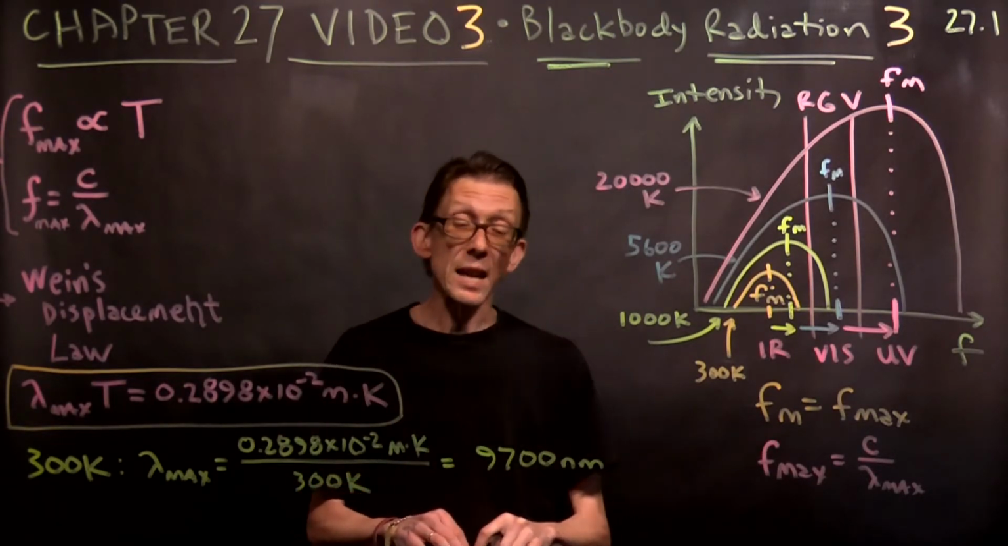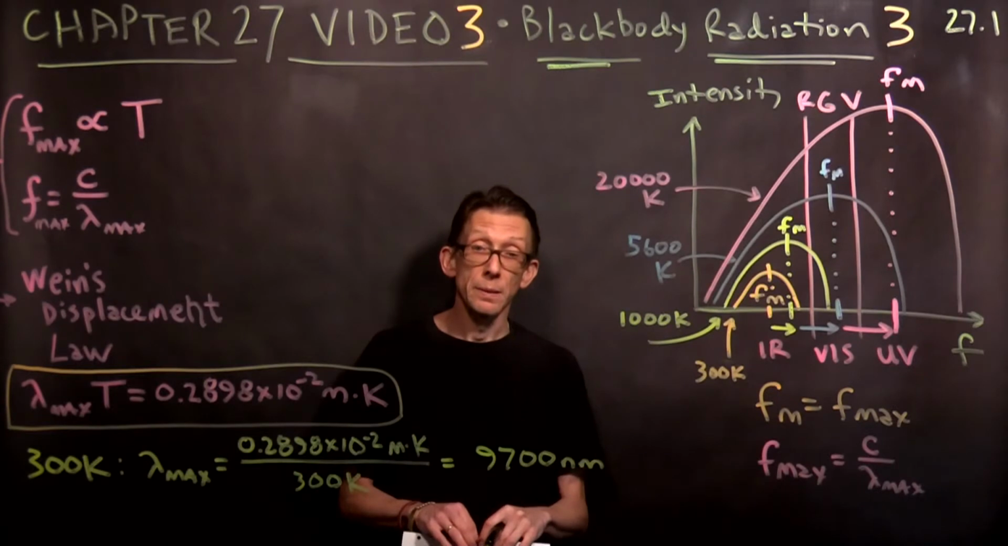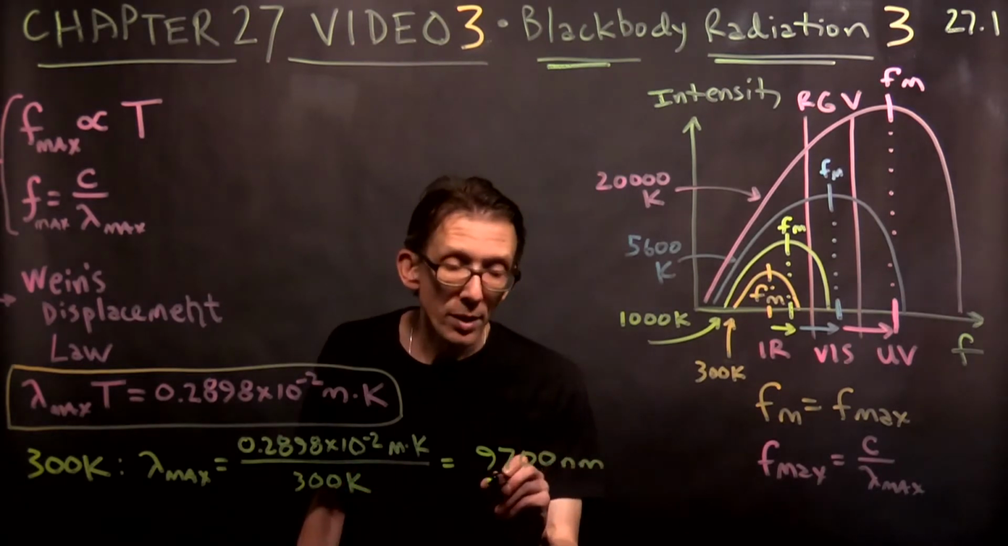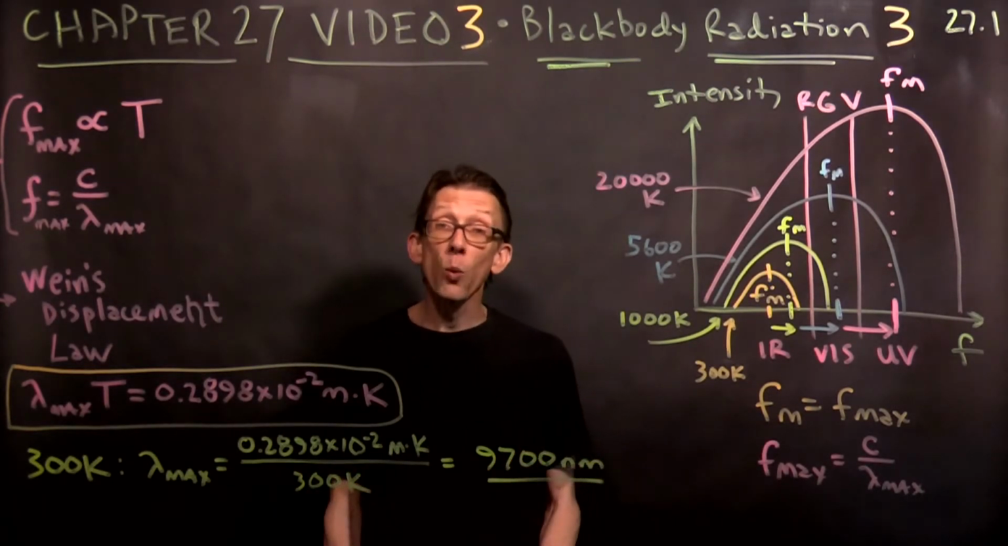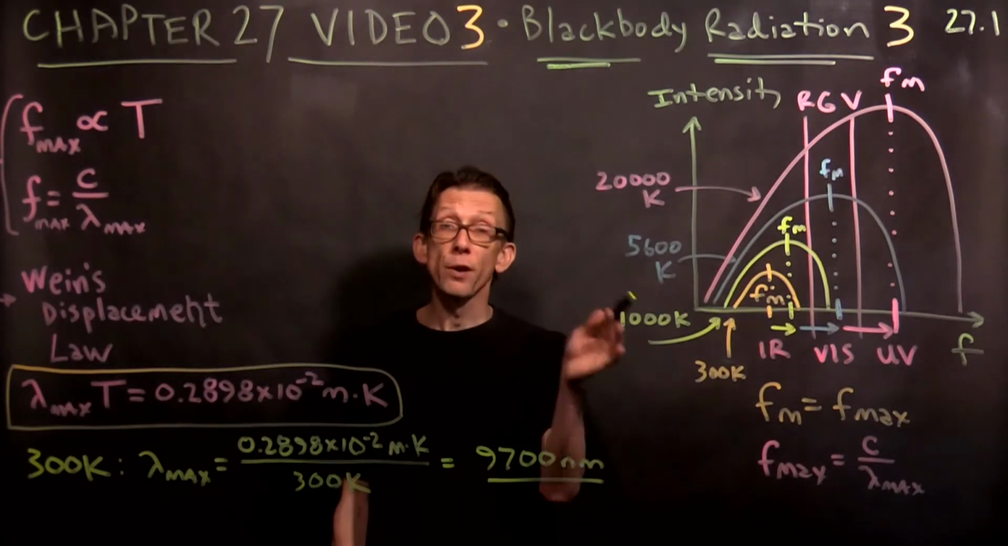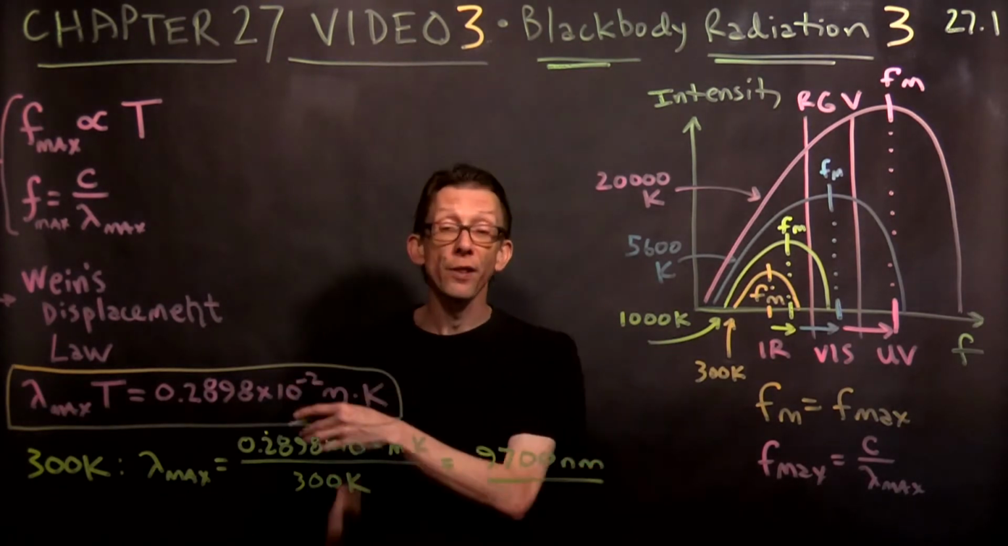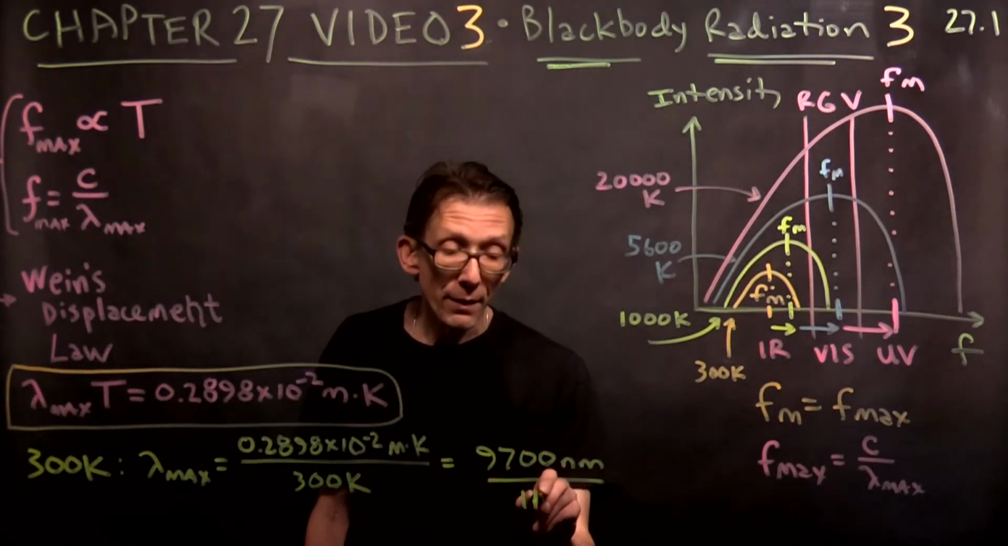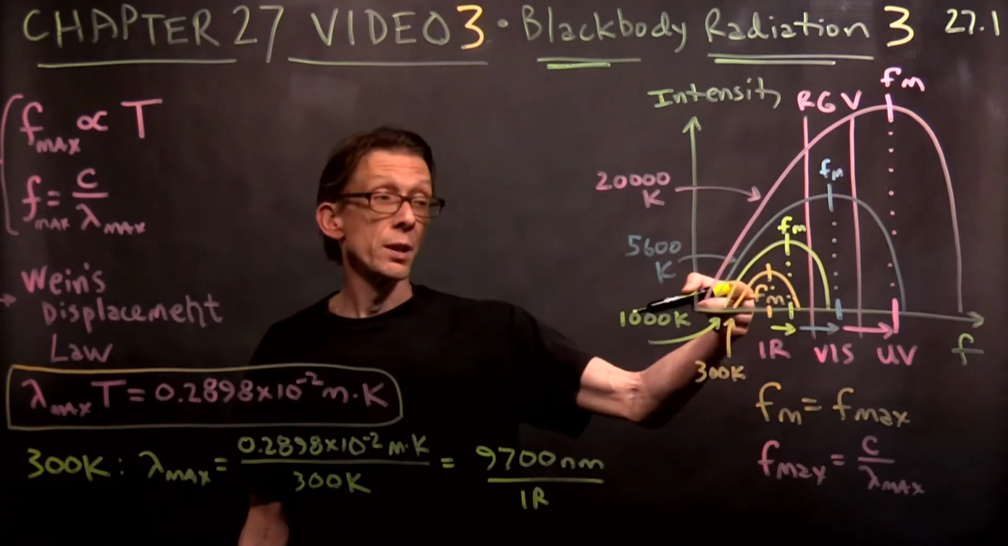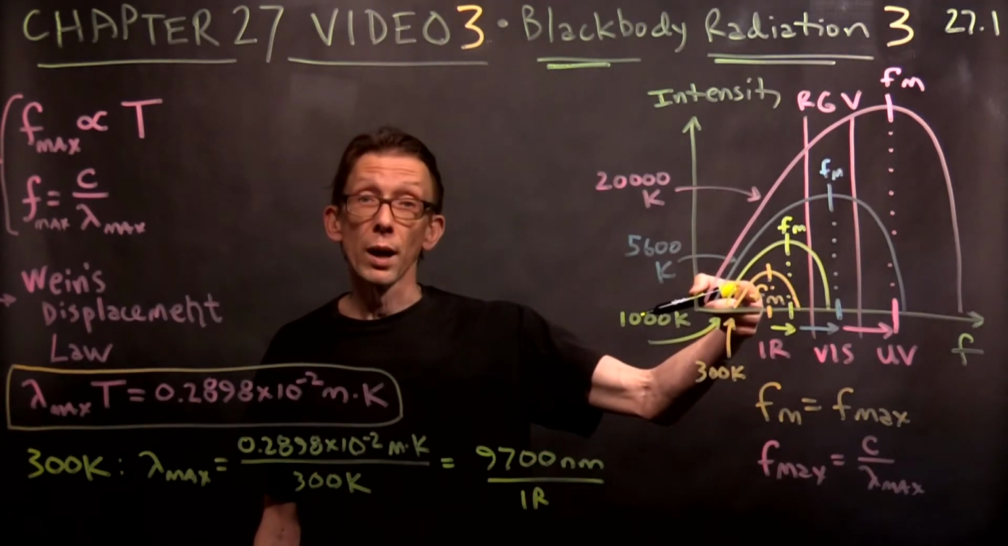Okay, that's 9,700 nanometers. This, of course, is way outside of the window of visible light between 400 and 700 nanometers. It's far higher than that. So this is obviously infrared, as advertised at 300 kelvins on the plot.